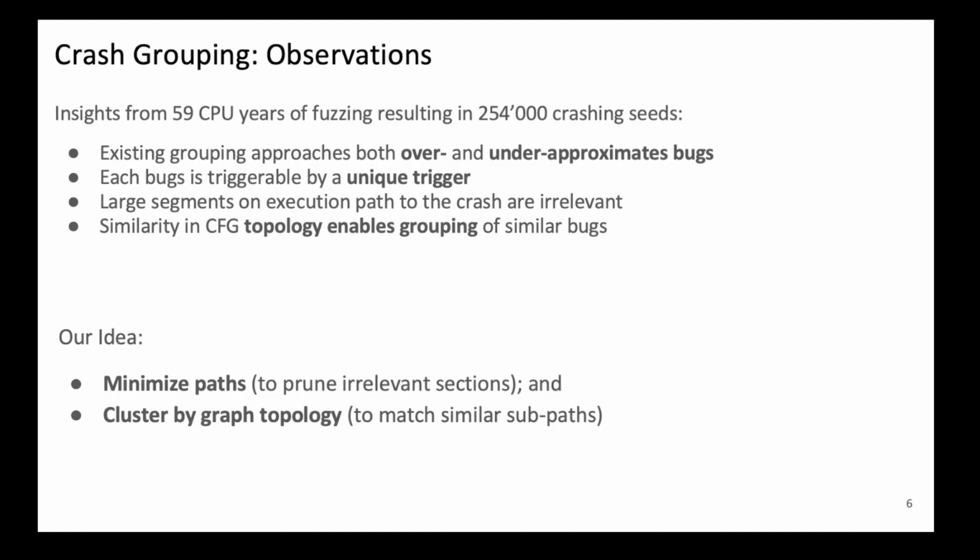Therefore, our idea is, since the duplication is caused by paths that have nothing to do with the bug triggering, we will remove these irrelevant path segments. Removing the irrelevant path segments can be regarded as a form of denoising. After that, we will cluster based on the graph similarity to achieve the deduplication.